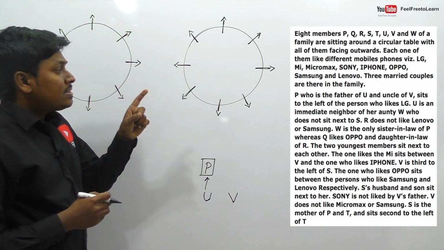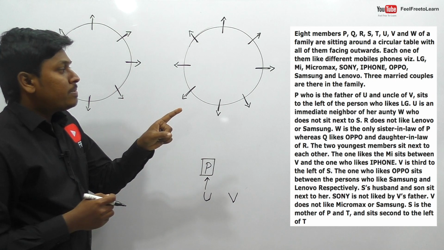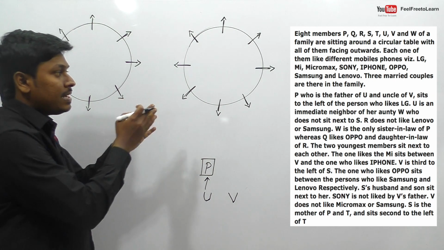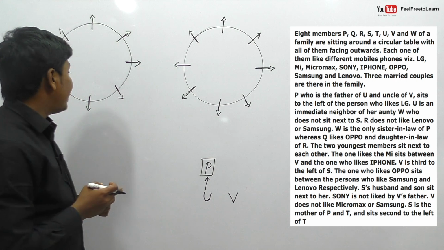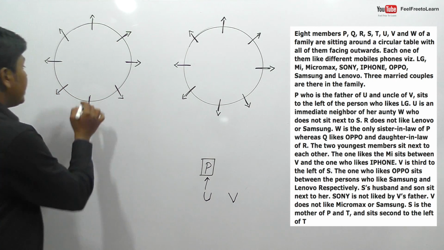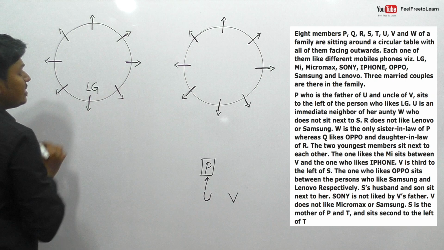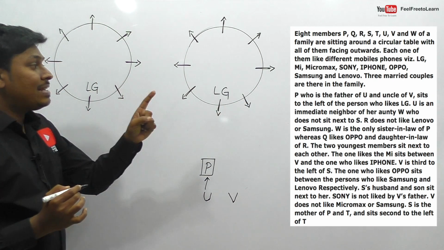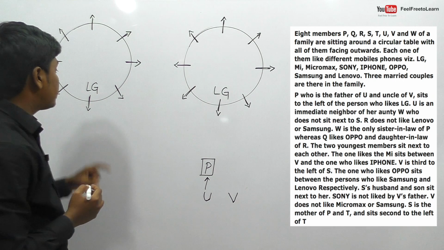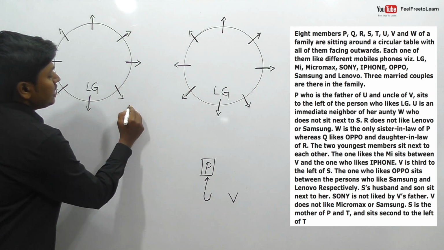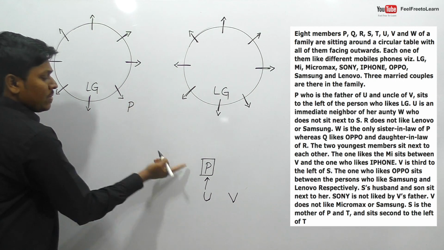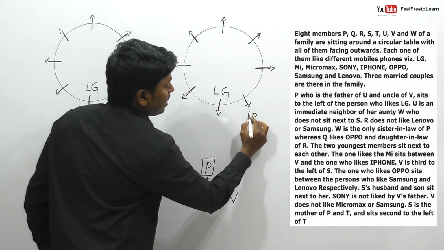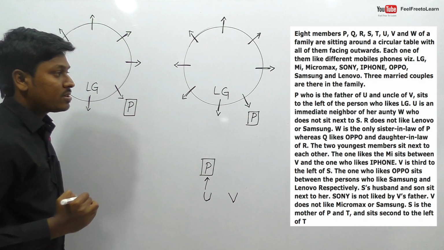And so friends, P sits to the left of the person who likes LG. So we can definitely say that on the left-hand side of LG, the person P is sitting, right? Let me assume that in condition number 1, LG is here, and similarly in condition number 2, LG is here. So on the left-hand side of LG, the person P is sitting. We know that P is a male person, so it is denoted by a box. Similarly, to the left of LG is P, and P is a male person, denoted by a box.